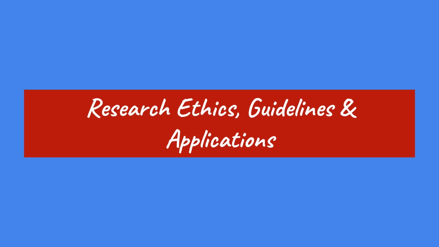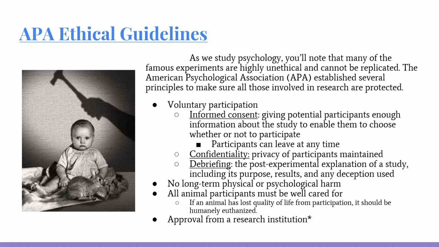So let's look at some of the research ethics guidelines and applications. The APA, the American Psychological Association, has established several principles to make sure that all those involved in research are protected. For voluntary participation, you have to give informed consent, giving potential participants enough information about the study to enable them to choose whether or not to participate. And participants can leave at any time. There's also confidentiality, so the privacy of participants is maintained.